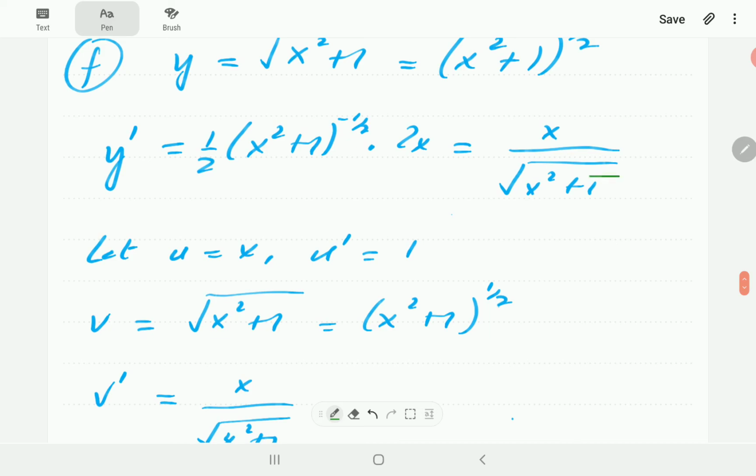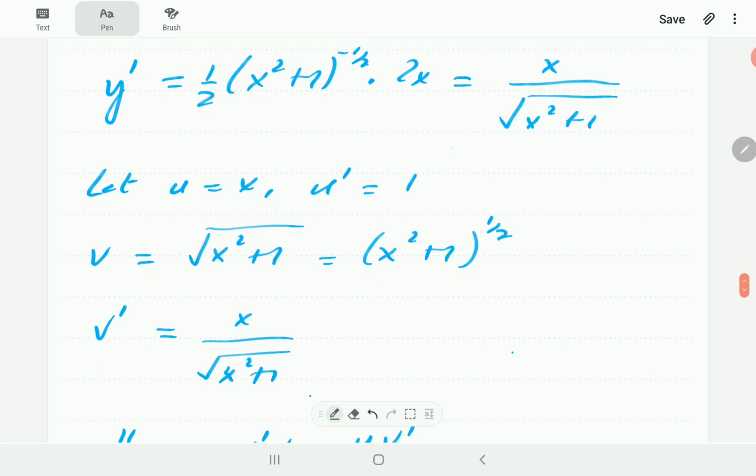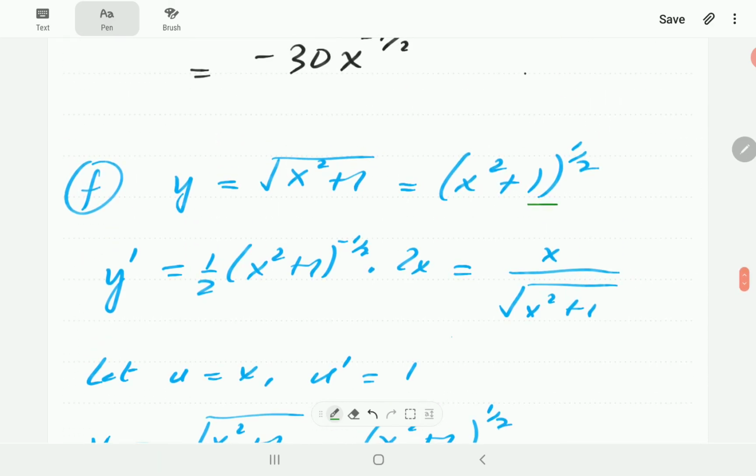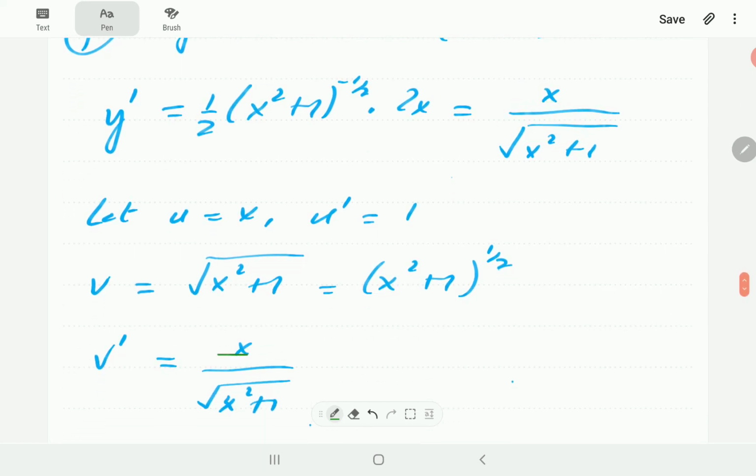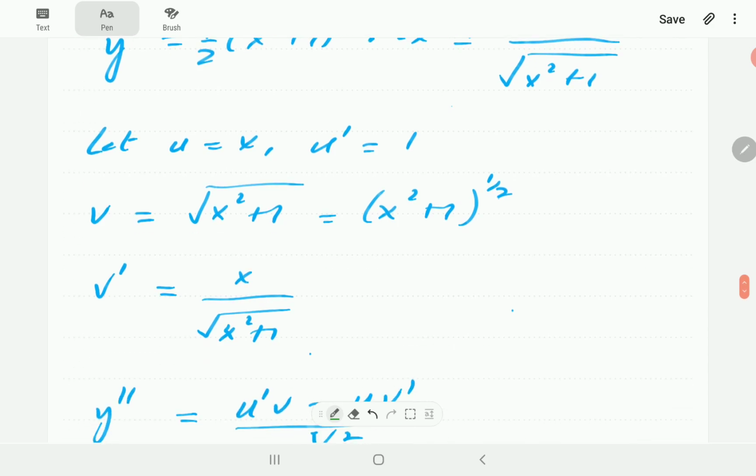Now, for the second order derivative, we're going to use the quotient rule here. So we're going to let the numerator be u and the denominator be v. Then u prime becomes 1, and v is exactly the same as what we studied here. So we've already seen how to differentiate this, we get that. So we can simply copy that and put it here. So that's going to be v prime.